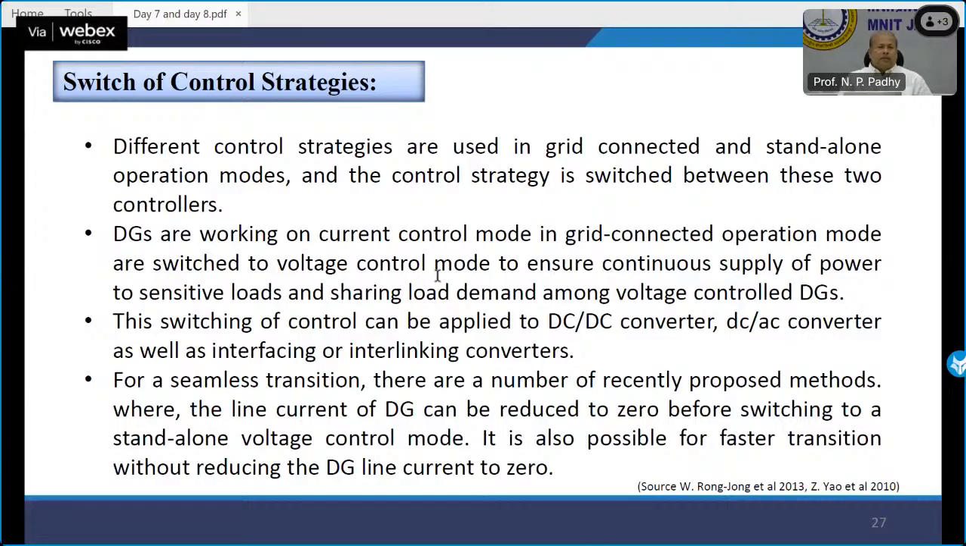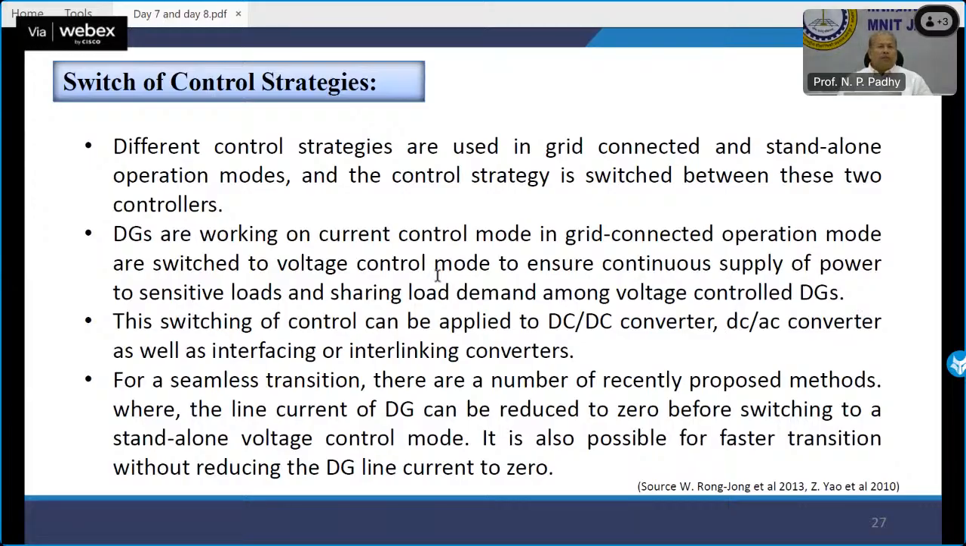Now, different control strategies are used in grid connected and standalone operation mode, and the control strategy is switched between these two controllers. DGs are working on current control mode in grid connected operation mode and switch to voltage control mode to ensure continuous supply of power. Means operating in current control mode, switching to voltage control mode to make sure the desired power is being provided to sensitive loads and sharing load demand among voltage control distributed generators. So whatever load we have, they share among themselves.